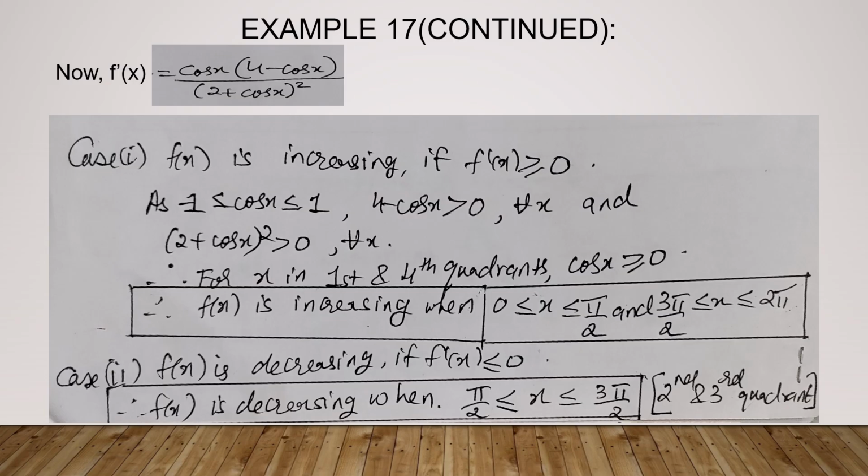For cos x, you know that in the first and fourth quadrants cos x is greater than or equal to 0. So f'(x) will be greater than or equal to 0 in the first and fourth quadrants. So f(x) is increasing when x is between 0 and pi/2 and when x is between 3pi/2 and 2pi. Second case is f(x) is decreasing if f'(x) is less than or equal to 0. Again, cos x is less than or equal to 0 in the second and third quadrants. So f(x) will be decreasing in the second and third quadrants, meaning between pi/2 and 3pi/2.